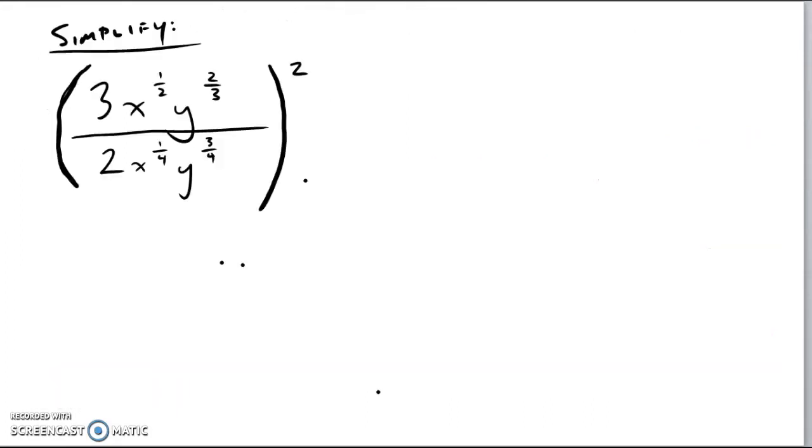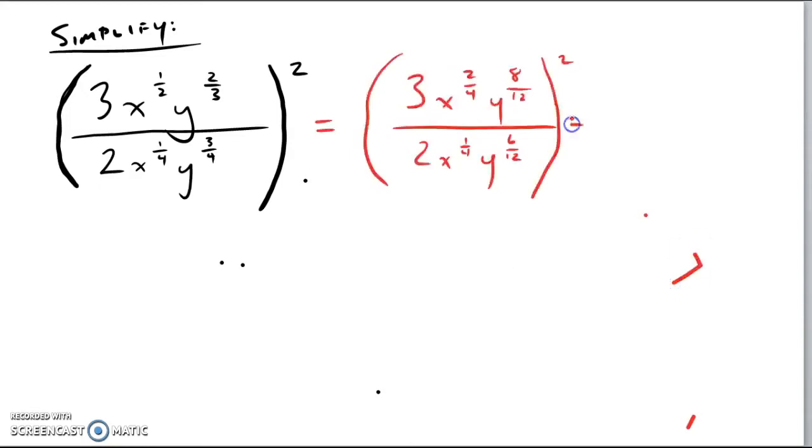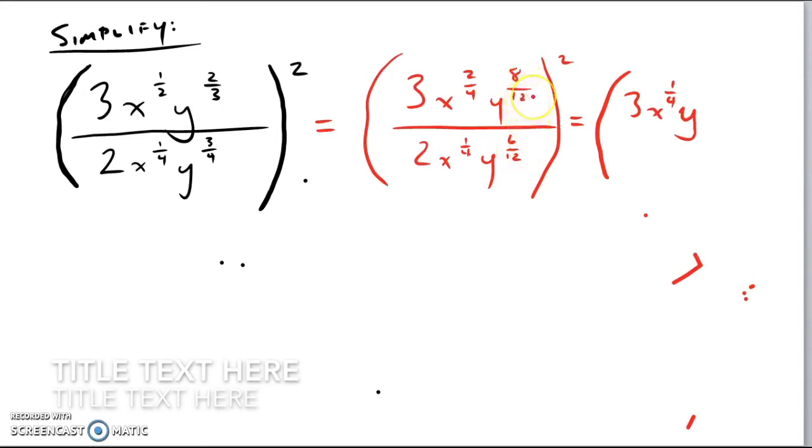Next, simplify. Don't forget, find a common denominator and just use your division of exponent rules. I recommend simplifying within, so I've already found the common denominator. So now I'm going to have 3x to the 1/4, because 2/4 minus 1/4 is 1/4, and then y to the 8/12 minus 6/12 is 2/12. Reduce that, and that's 1/6, and the 2 remains, and then we're going to raise all that to the 2 power by using the power rule.